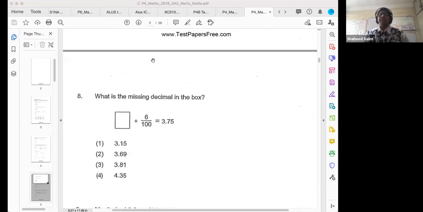What is the missing number in the decimal in the box? What's the missing decimal in the box? You need to use pencil and paper for this, or pen and paper.